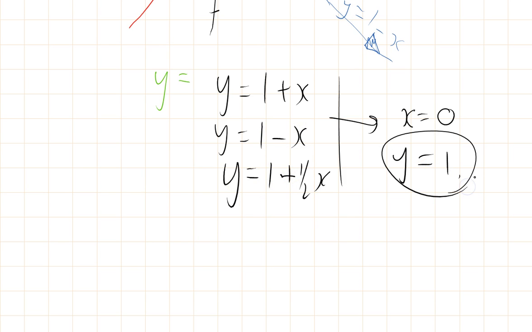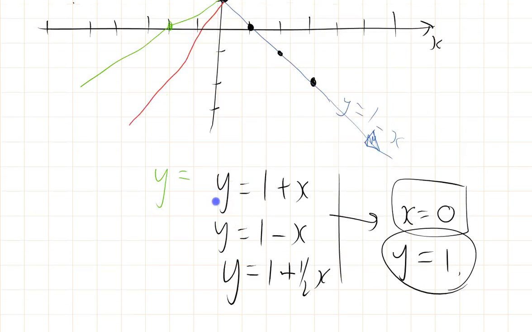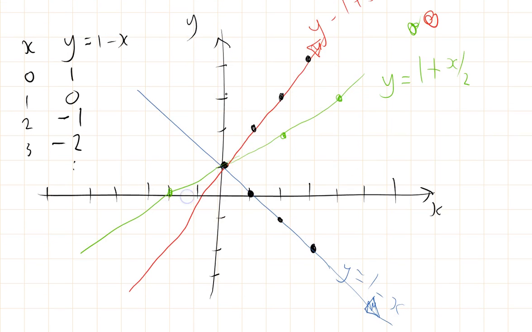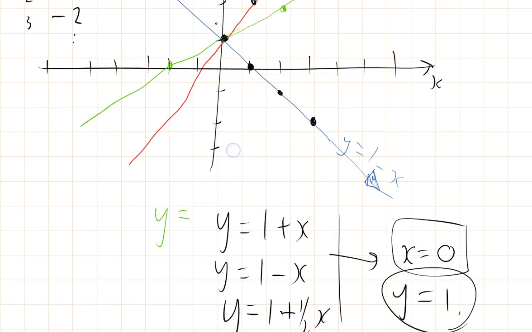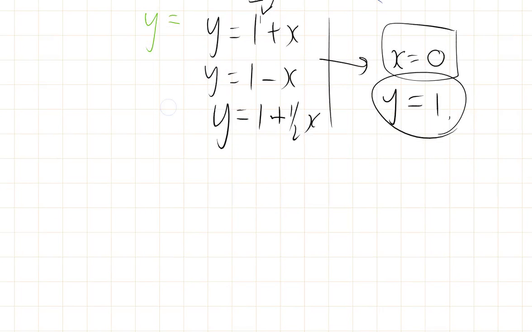So when x equals 0, which corresponds to being on the y-axis, y equals 1. So that's that distance there. So you can see that this number here, the one without an x in it, is providing that distance there, which is called the intercept. The intercept equals 1. Okay, I'm going to stop there.